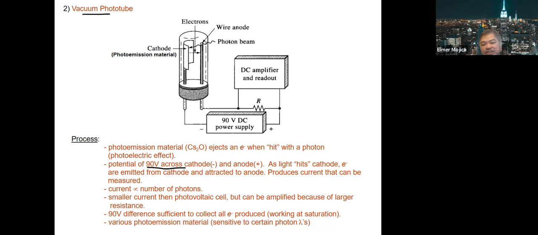So we could say the current is proportional to the electrons that were ejected, so current is proportional to the number of photons. The current is smaller than in the photovoltaic cell, but it can be amplified because of the larger system. And 90 volts is enough to collect all the electrons that are produced.